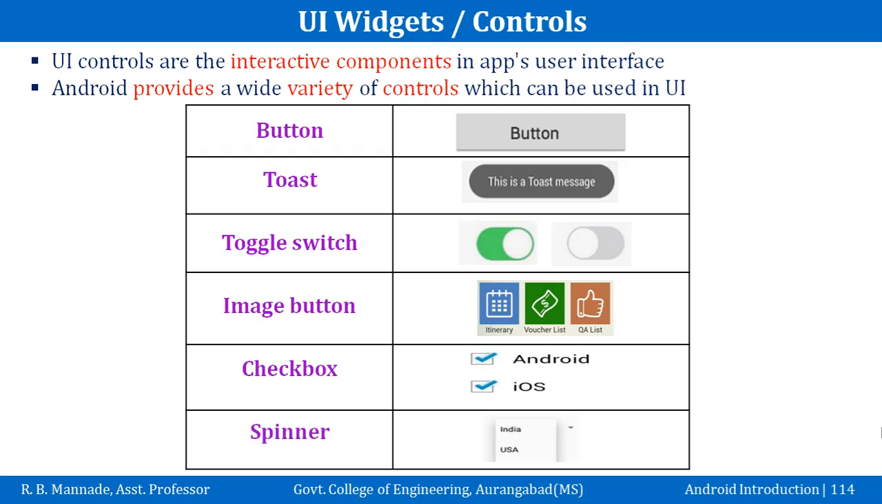Similarly, spinner is there. Spinner is the same as the drop down menu in other languages like .NET or Java. In case of the Android spinner object, there will be one small arrow as shown in this particular image, and when the user taps or clicks on this arrow, a drop down menu will open. From here, the user can select one item at a time. Right now, we will go into the implementation details of some major controls in the coming slides.